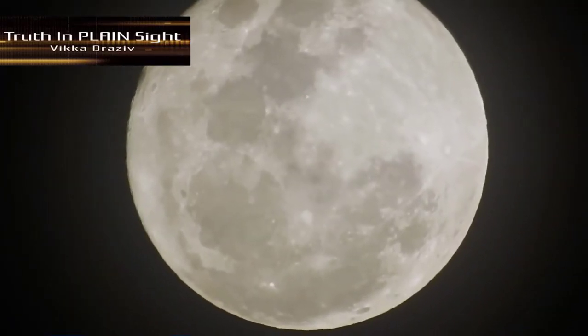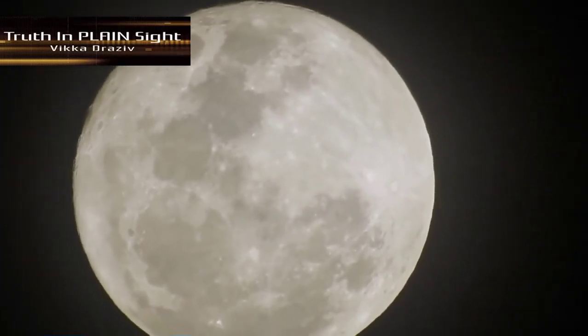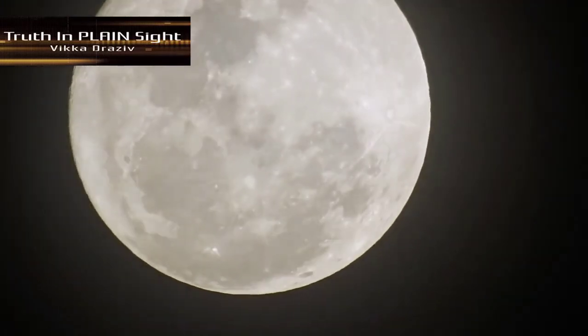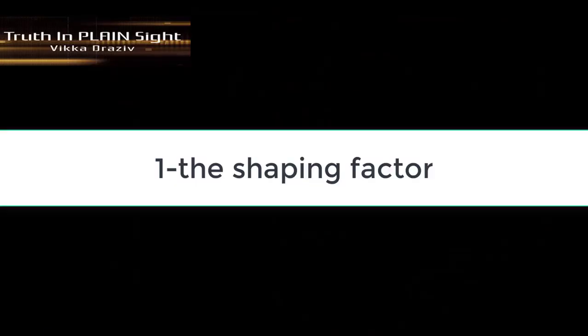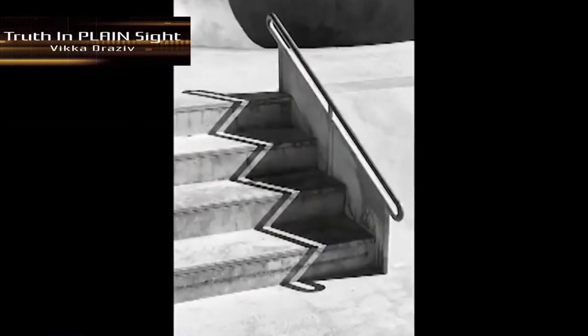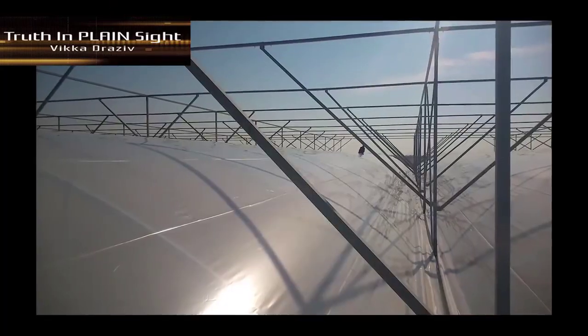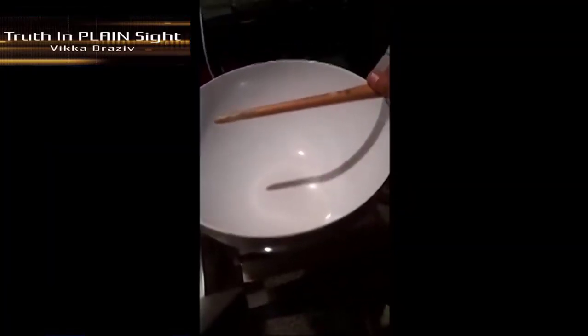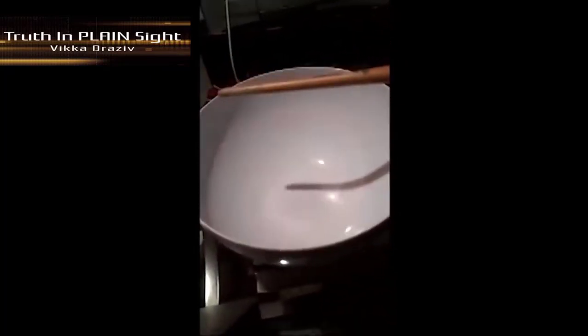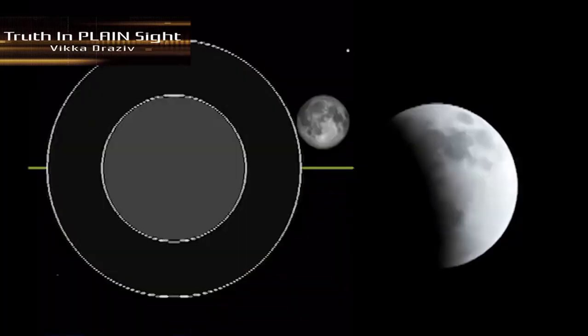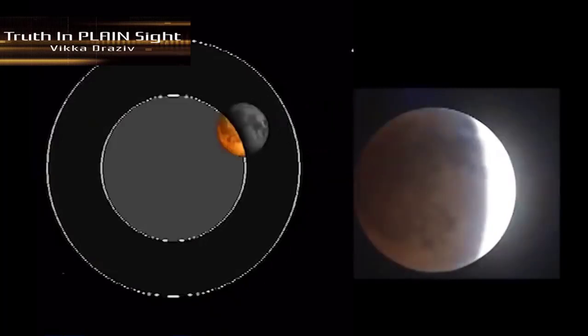We are going to see four important factors to know the true topography or shape of the Moon. The shaping factor. A shadow will always naturally move across different types of surface. The shadow will always take the shape of the surface or area, revealing the true shape of an object. This never happens on the surface of the Moon during an eclipse.